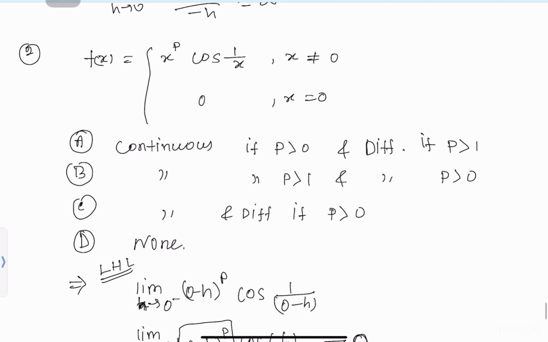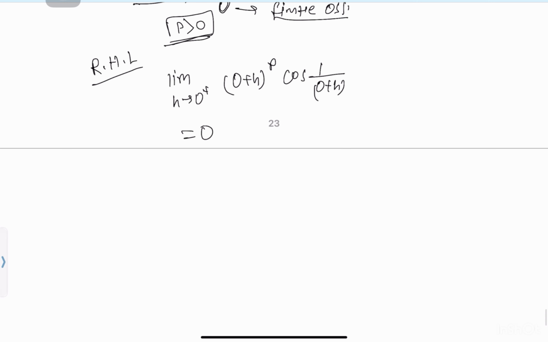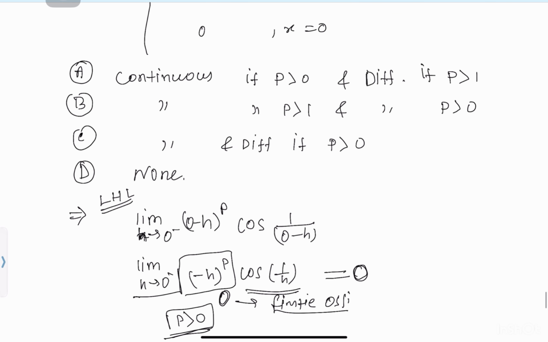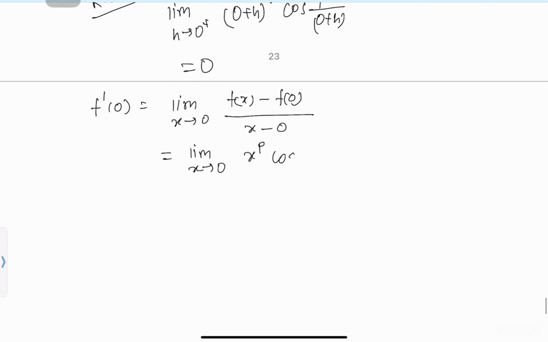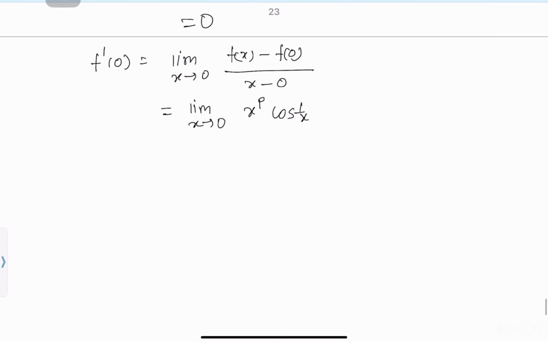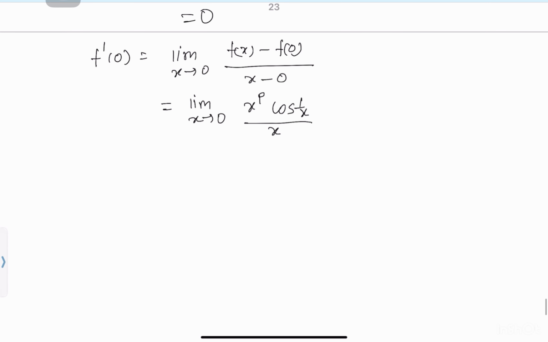Now I have to check the differentiability of that function. The differentiability formula at the point 0 is limit x tending to 0, f of x minus f of 0, divided by x. I have to show that this limit exists. So limit x tending to 0, the corresponding functional value is x to the power p cos 1 by x, and f of 0 is 0, so minus 0, by x. Limit x tending to 0, x to the power p minus 1 cos 1 by x.